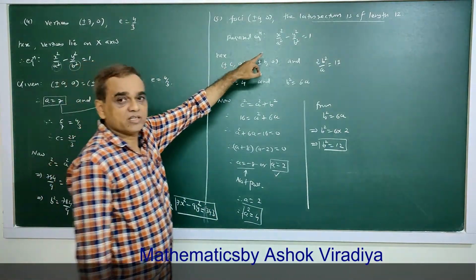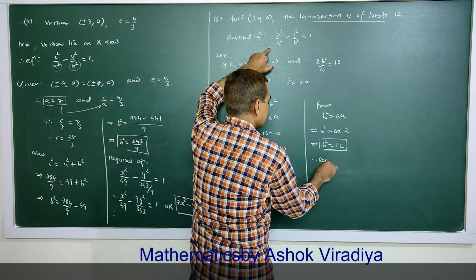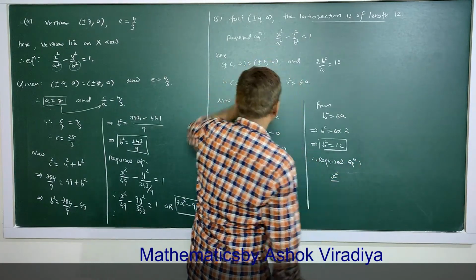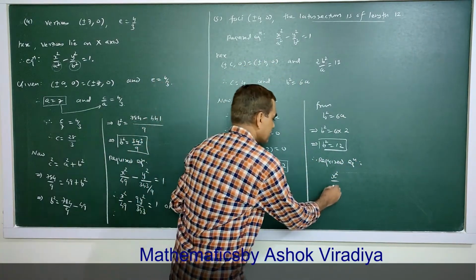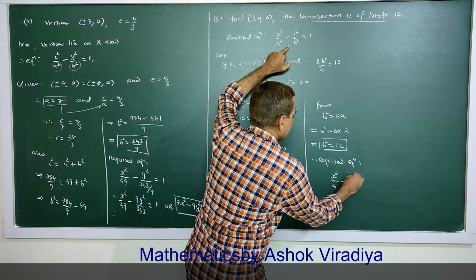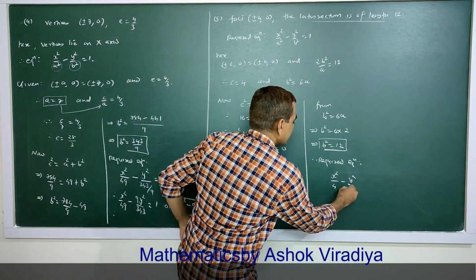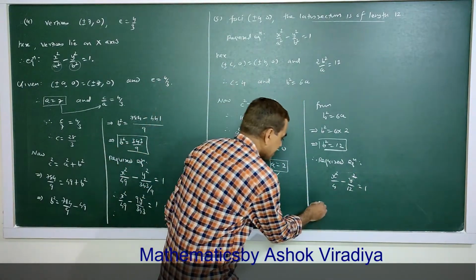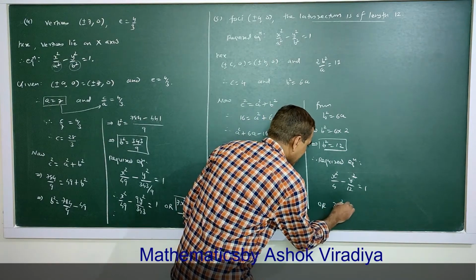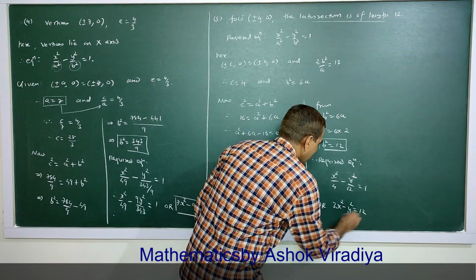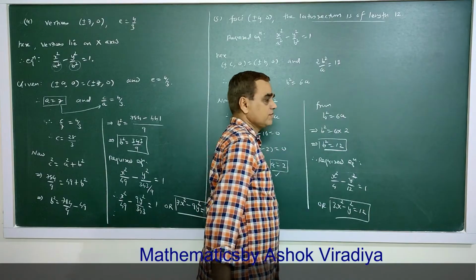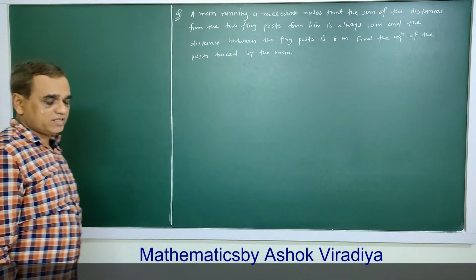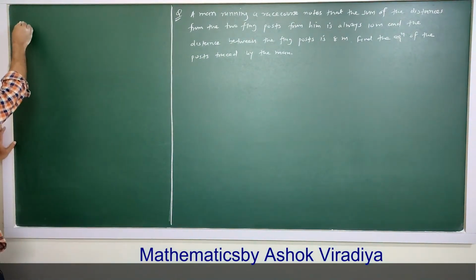Putting in this equation, the required equation is x square upon a square, which is 4, minus y square upon b square, which is 12, equal to 1. This can also be expressed as 3x square minus y square is 12. Now before explaining this question, I discuss two properties.